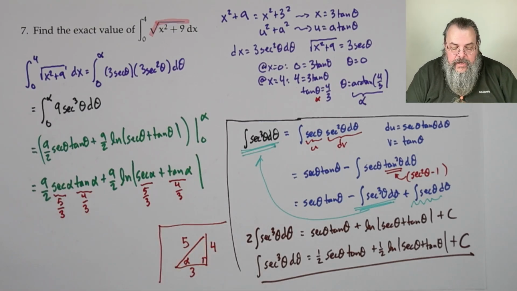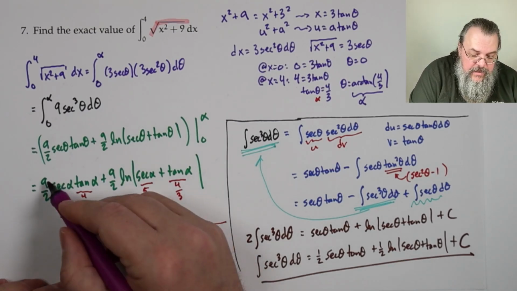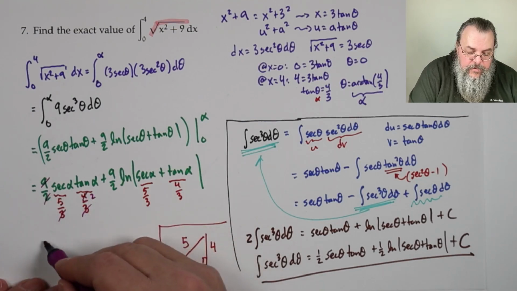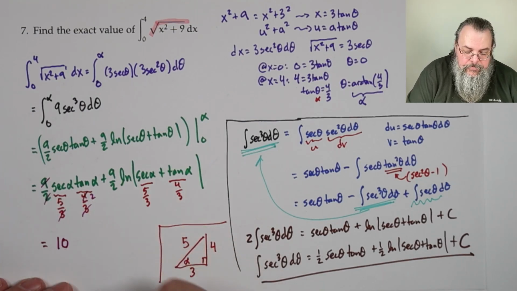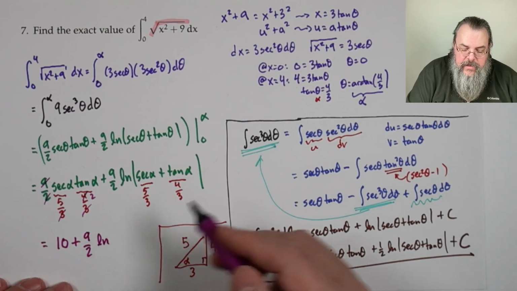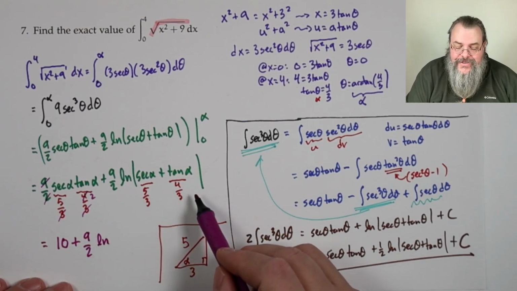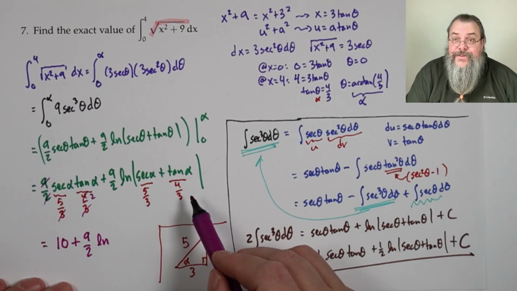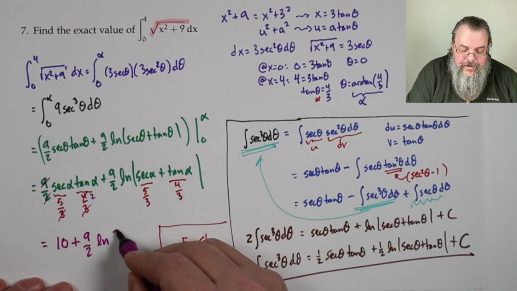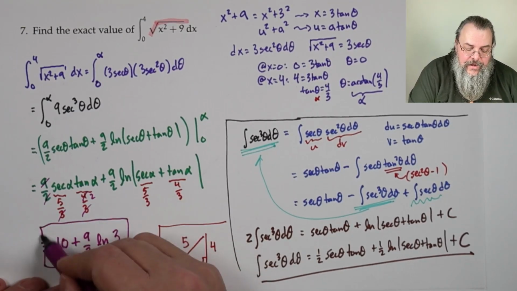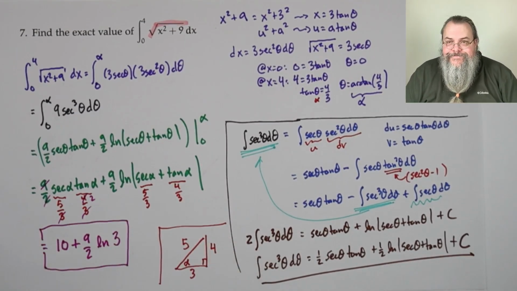Now, if we carry this through, you'll see we get a lot of cancellations. The 9 cancels with the 3's. 2 goes into the 4, which leaves us with 10, plus 9/2 log 5/3 plus 4/3, which is 9/3, also known as 3. So 10 plus 9/2 log 3. And that's our answer.